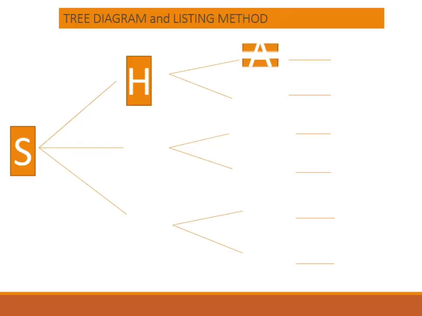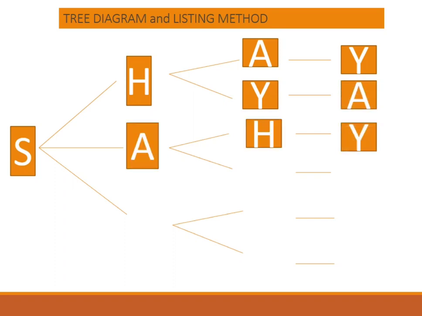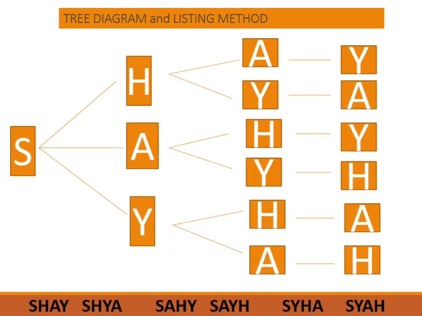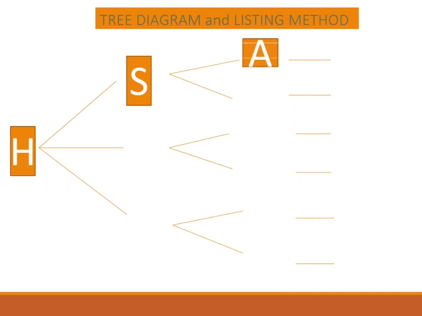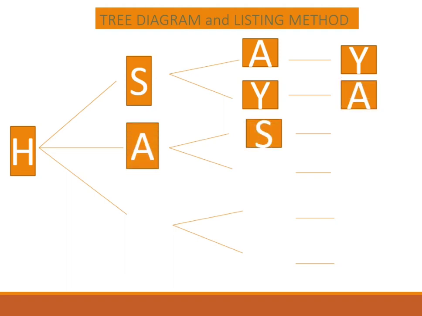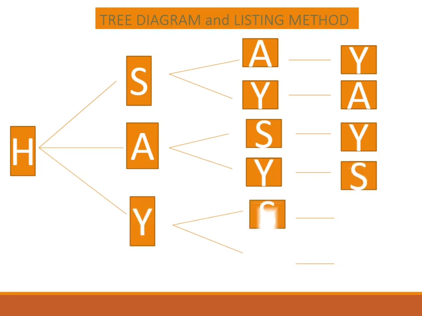Observe na gamit ang unang letra ng kanyang pangalan, mayroong 6 na passwords na pwedeng magawa, tulad ng S-H-A-Y, S-H-Y-A, S-A-H-Y, S-A-Y-H, S-Y-H-A, and S-Y-A-H. Gamit naman ang ikalawang letra ng kanyang pangalan, ito ang mga passwords na pwedeng magawa: H-S-A-Y, H-S-Y-A, H-A-S-Y, H-A-Y-S, H-Y-S-A, and H-Y-A-S.